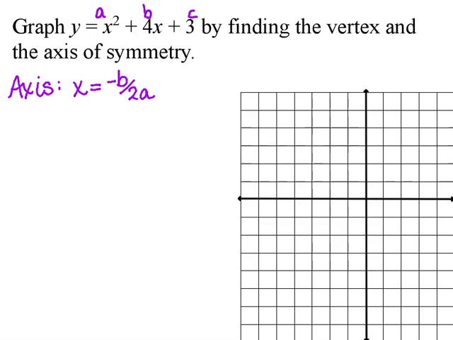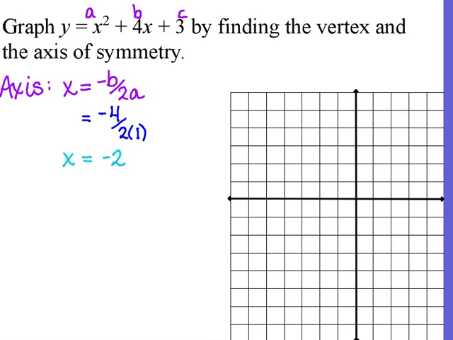So now I need to plug in what I know. B is 4, right? So I'm going to plug in 4. Now notice I put a negative with that. What did we say a was? 2a. It was 1, right? Because there's nothing in front there. So now I have 2 times 1. So let's simplify that. What is -4 divided by 2? -2. So I'm going to go ahead and put a vertical line there.